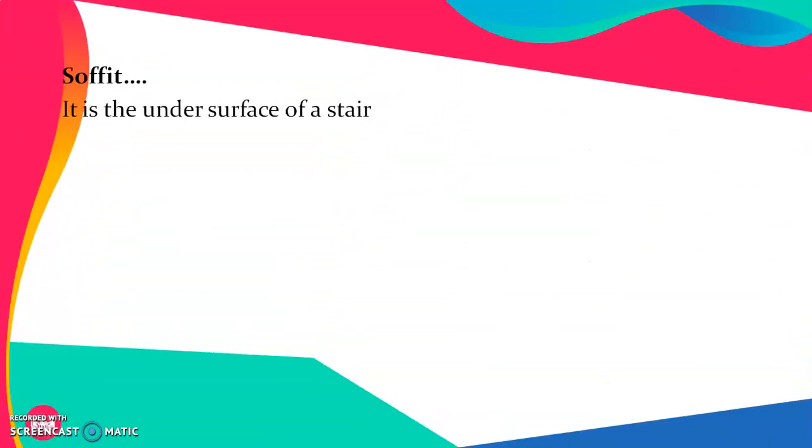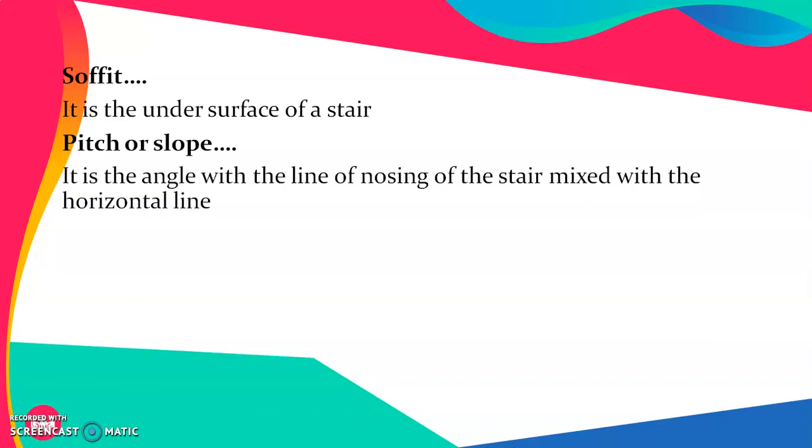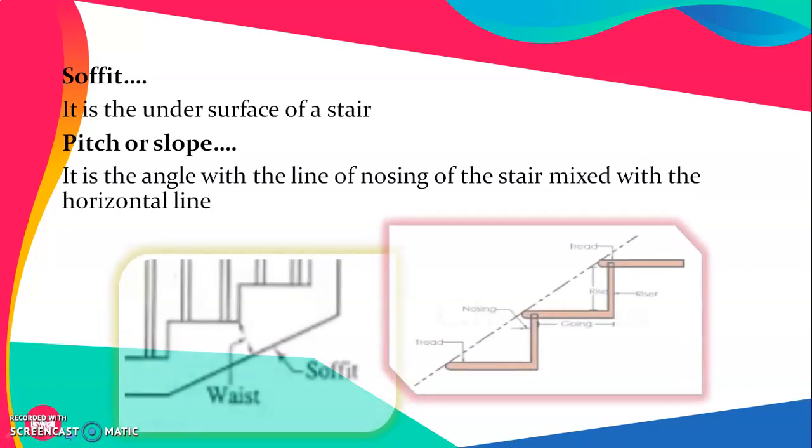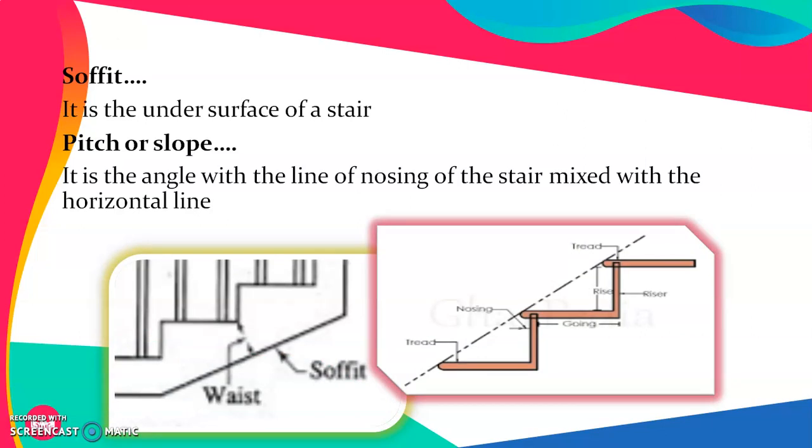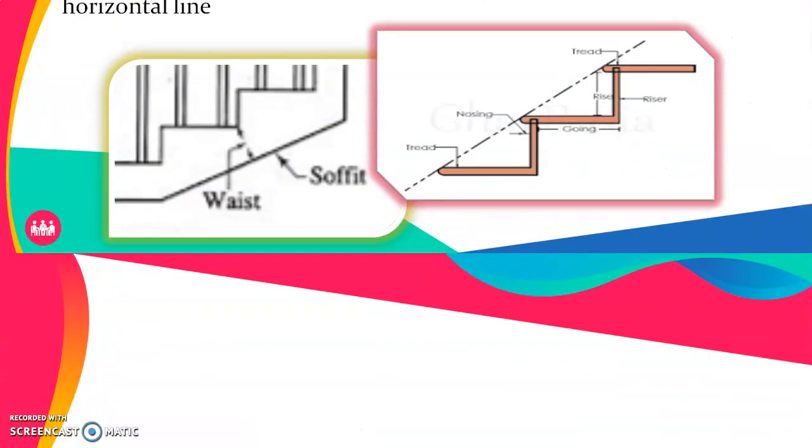Soffit. Soffit is the under surface of a stair. Pitch or slope of a stair. It is the angle that the line of nosing of the stair makes with the horizontal line. These figures explain the waist and the pitch or the slope of the stair.